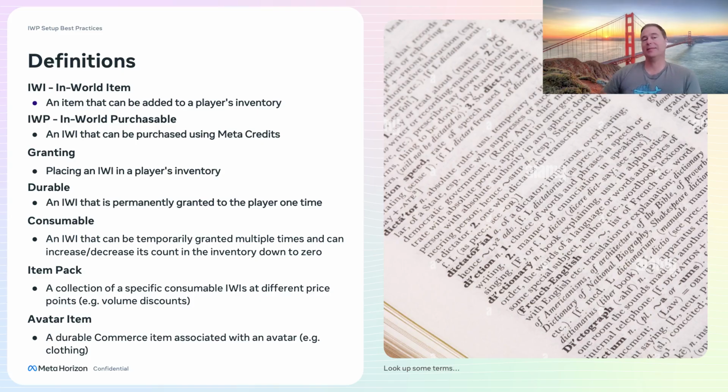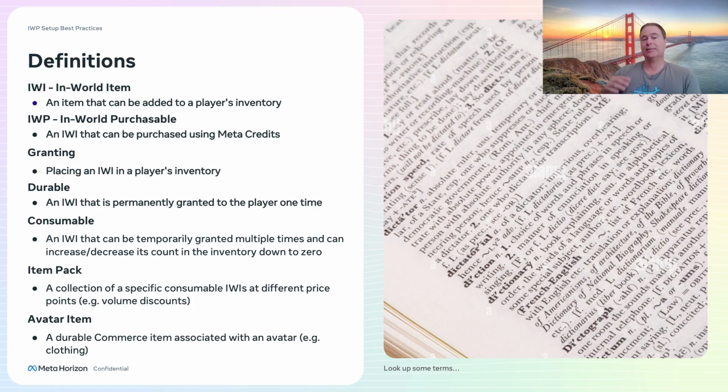Granting is basically the process of placing an IWI into a player's inventory, and that can be through purchasing, through quest rewards, or through scripts. A durable item is something that's permanently granted to the player one time. So once they have it, they can't purchase it again. There's just the one durable item.